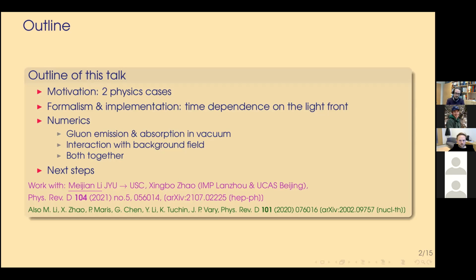We're continuing on a further project which I will discuss in the end. Also, some of this actually started from a paper that Meijian wrote before she came here. Meijian was at Iowa State, and she started working on this kind of thing already there with Xingbo and a bunch of other people who are part of the Iowa State group.